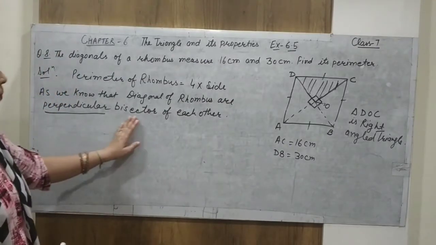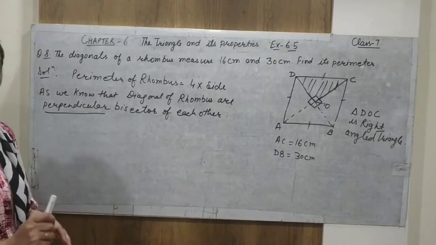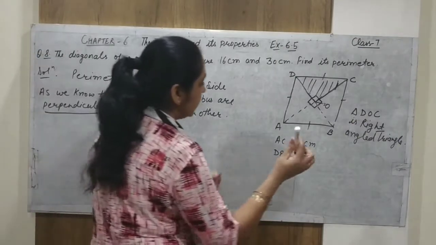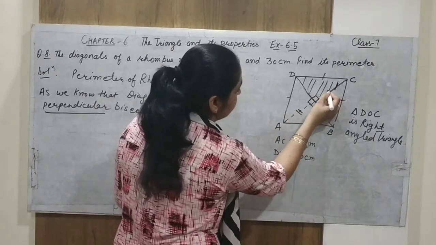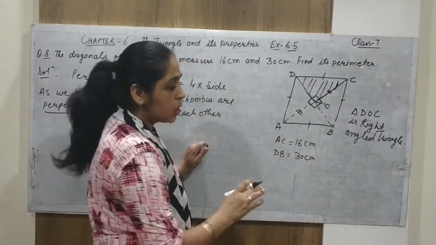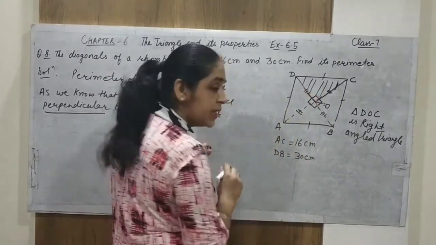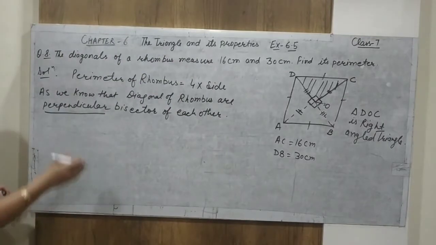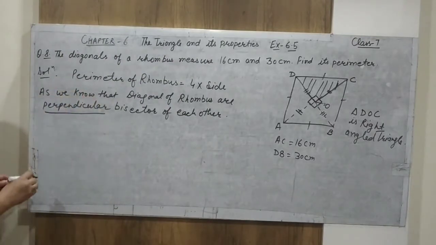Next, bisector of each other. Bisector means they cut each other in equal parts, so these two parts are equal. This is one and this is second one. Equal. 1, 2, 3, 1, 2, 3 means these two parts are equal. So using all these properties, let us start writing.